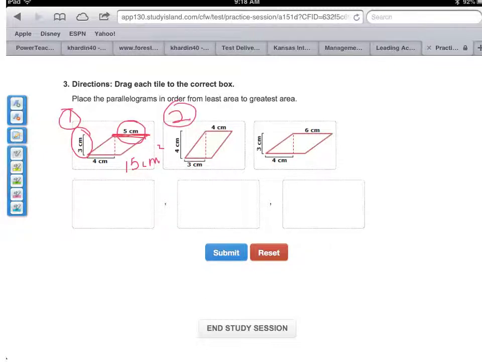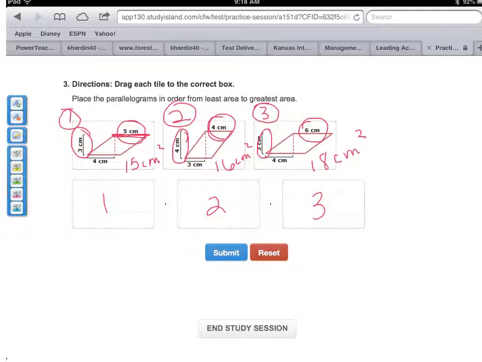On our second parallelogram, the base is 4 and the height is 4. So the area of this is 16 centimeters square. And our third parallelogram, our base is 6 and our height is 3, which makes the area of this parallelogram 18 centimeters square. So in actuality, they're already in order. So it goes 1 and then 2 and then 3 if we're going in order of least area to the greatest area.